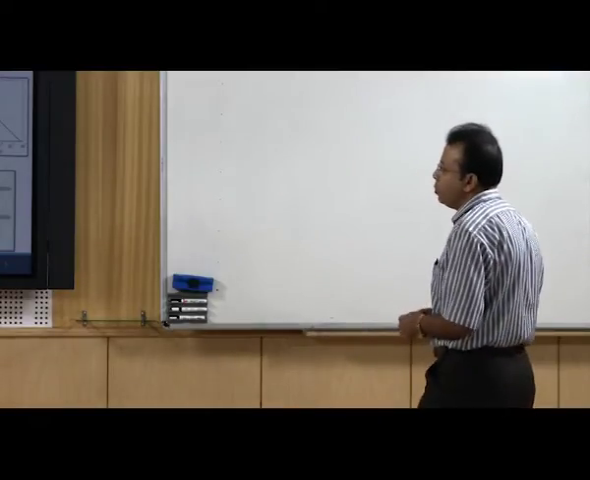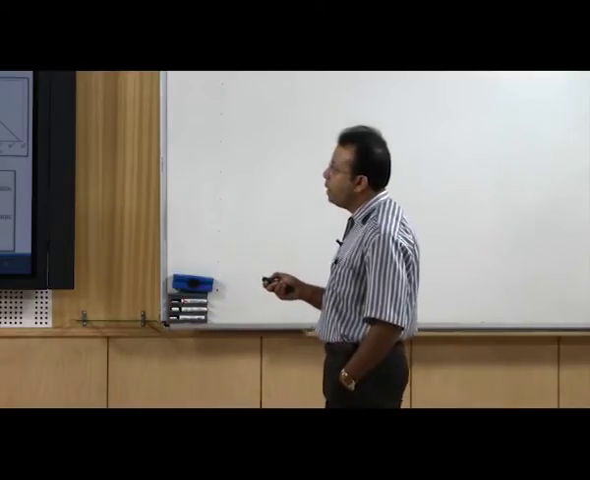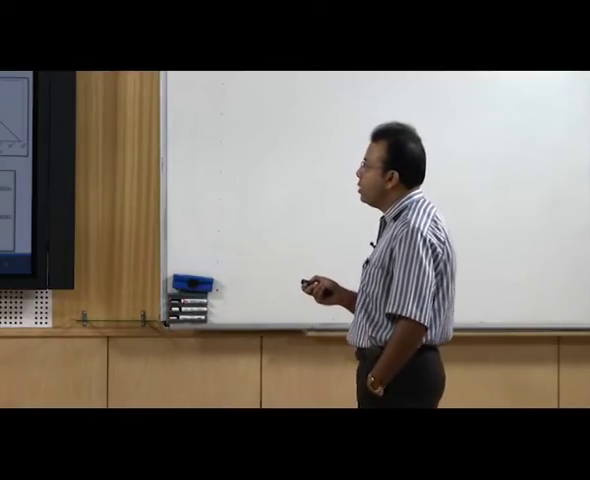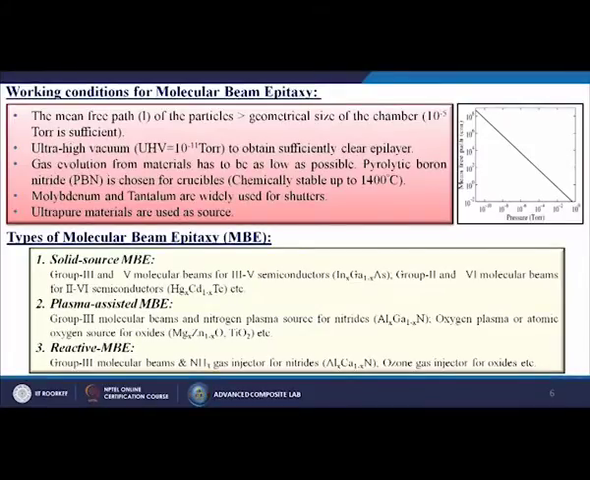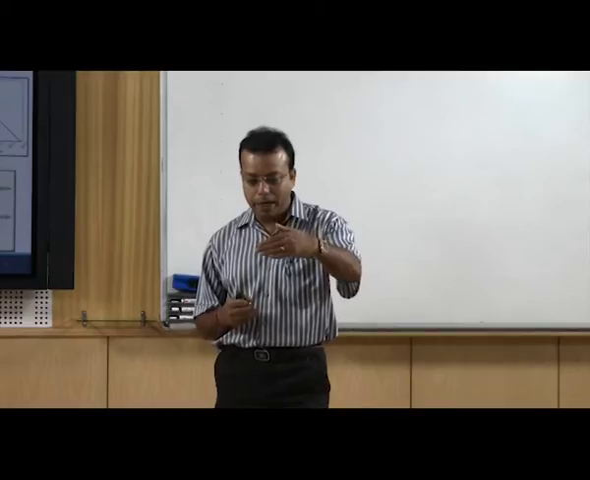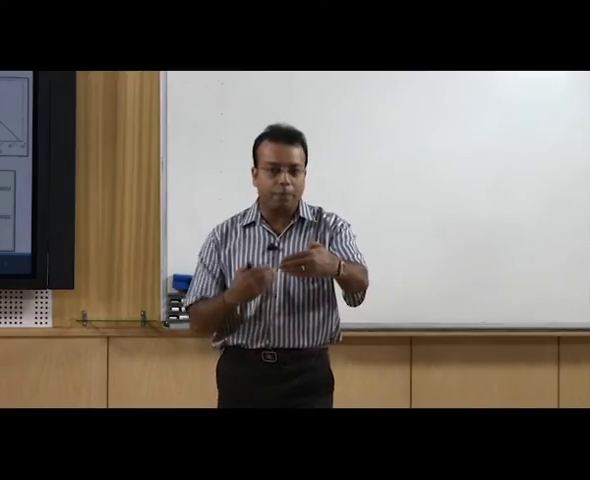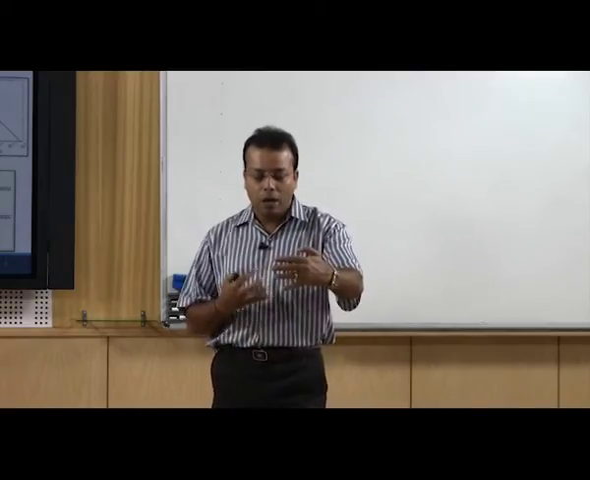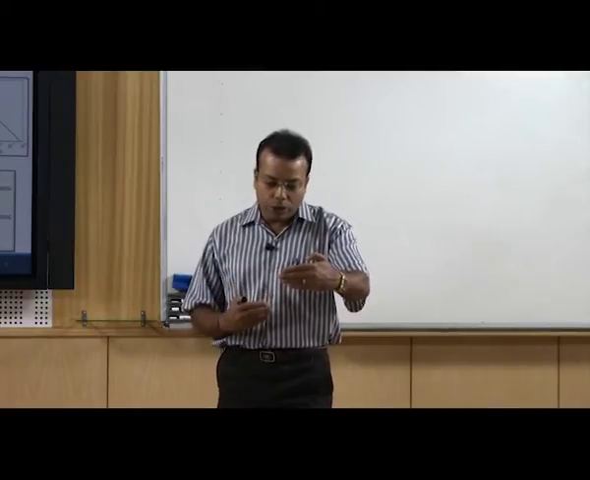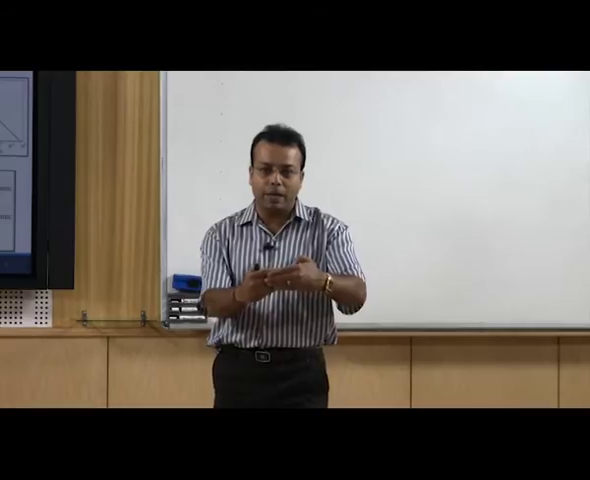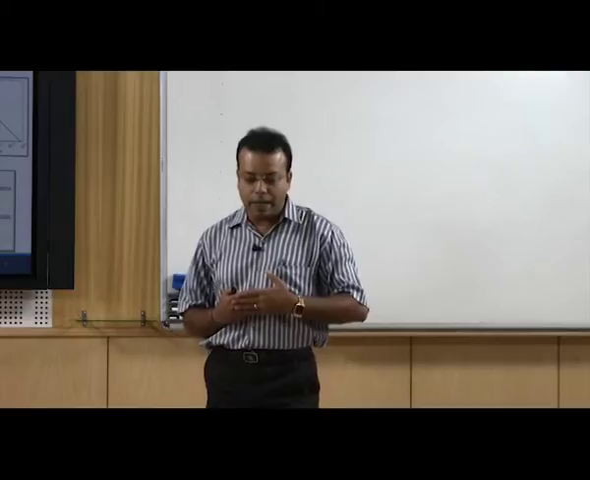So, now we have to know what the working conditions for molecular beam epitaxy are. The mean free path of the particles should be more than the geometrical size of the chamber; 10 to the power minus 5 torr is sufficient. Yes, it is quite natural. Suppose I have the substrate in this range, and if my molecule's mean free path is less than that, what will happen is the vapor or gas will not directly reach the wafer itself. So, its mean free path should be more than the distance between the target material and the substrate material.